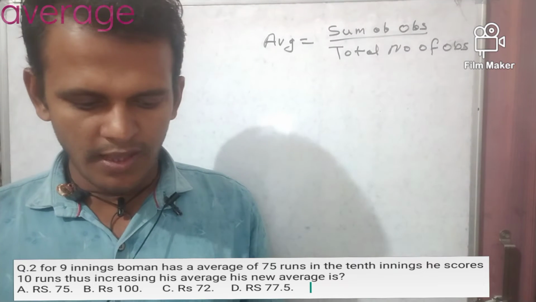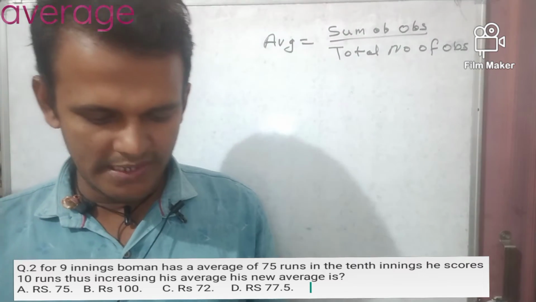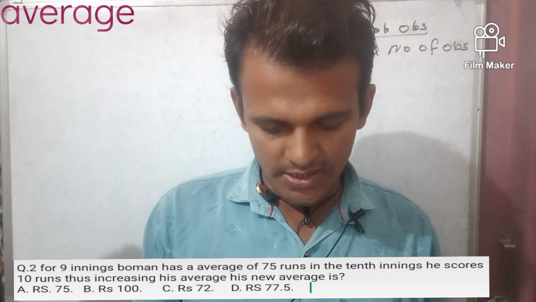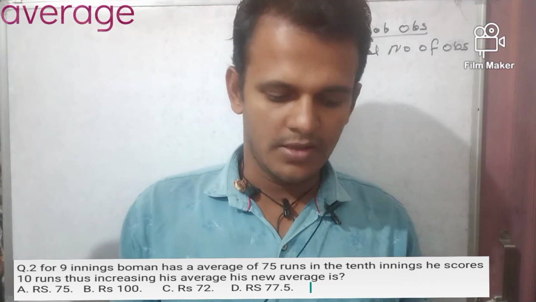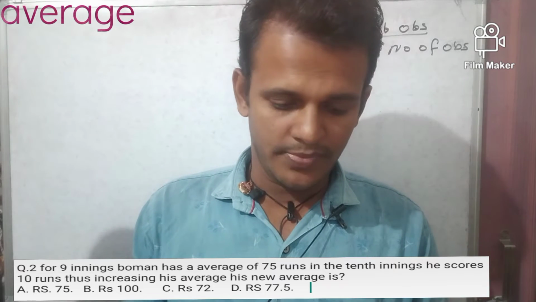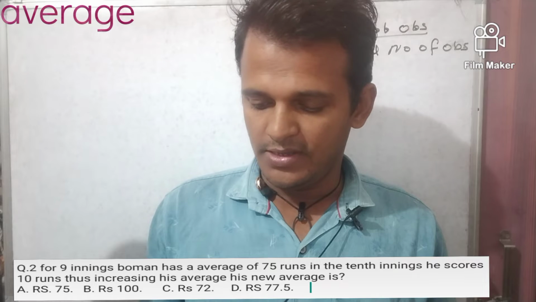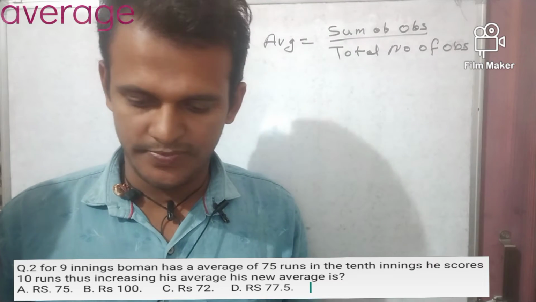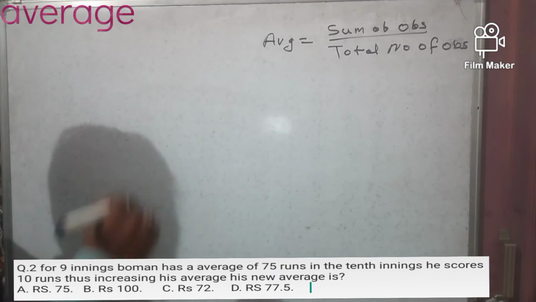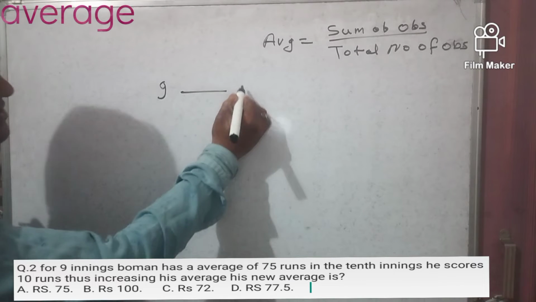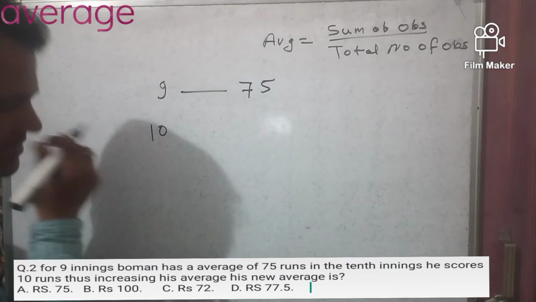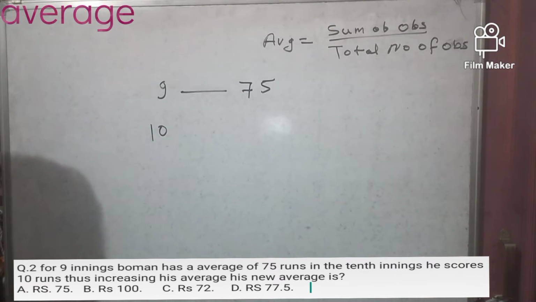Question number 2. For 9 innings, Bowman has an average of 75 runs. In the 10th inning, he scores 100 runs, thus increasing his average. His new average is? So our target is to find his new average. Now see here. In 9 innings, Bowman has an average of 75. In the 10th inning, he scored 100 runs.